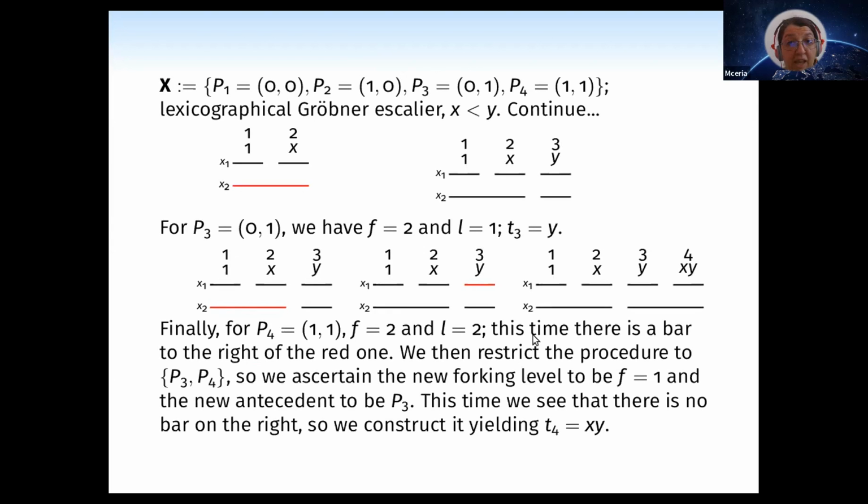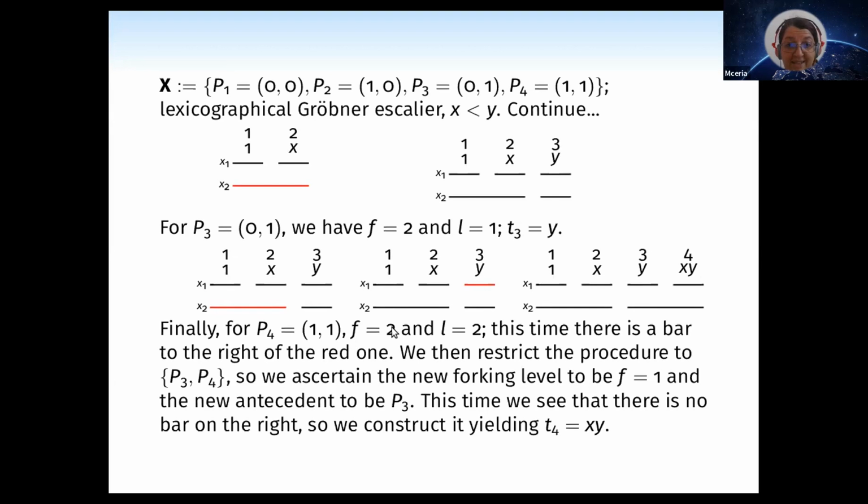Then I go to P3, for which the forking level is 2, and the antecedent is again P1. So I go at level 2 under P1, and I should go on the right. Well, there is nothing on the right again, so I construct a new bar here, and I get y corresponding to P3.